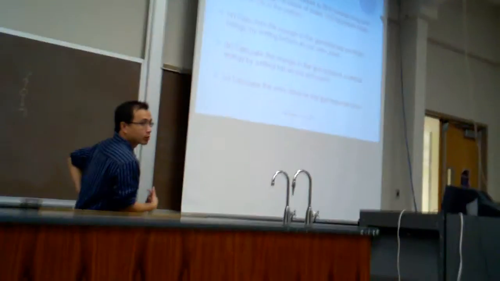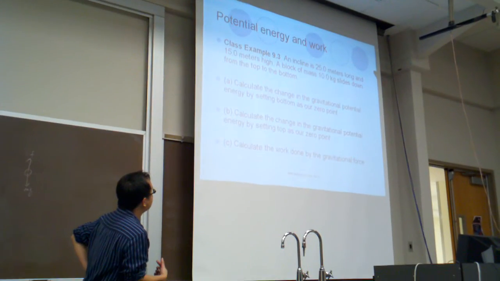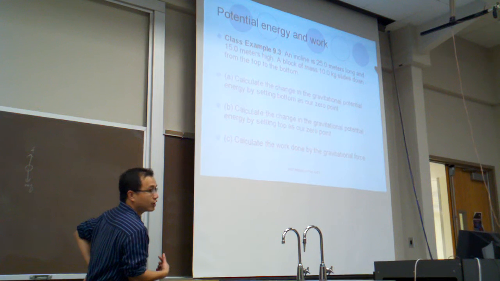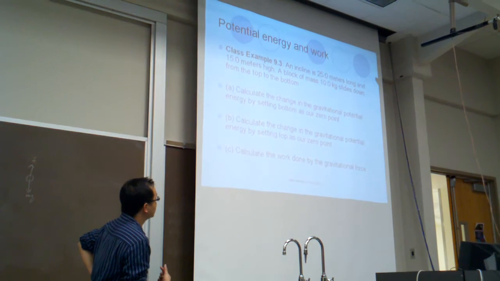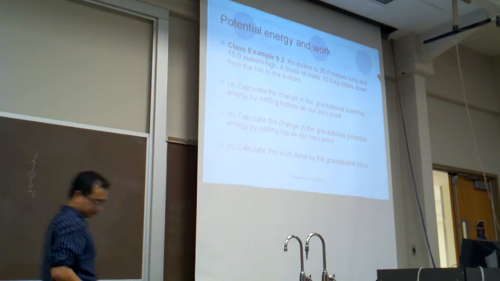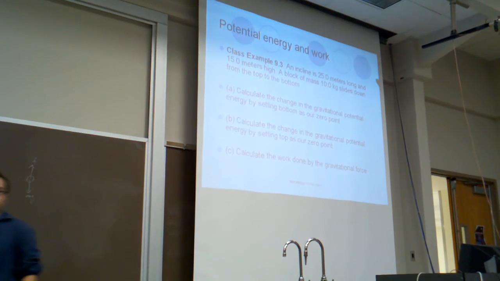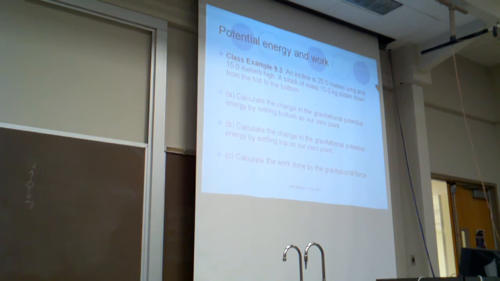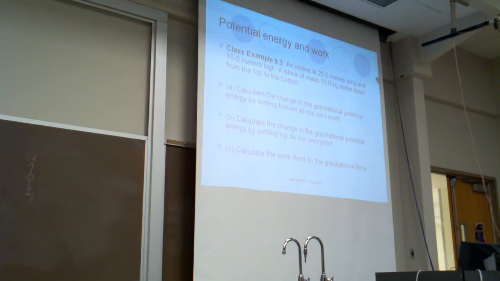Bottom as our 0 point. B, calculate the change in the gravitational potential energy by setting top as our 0 point. Okay. So you have something like this.